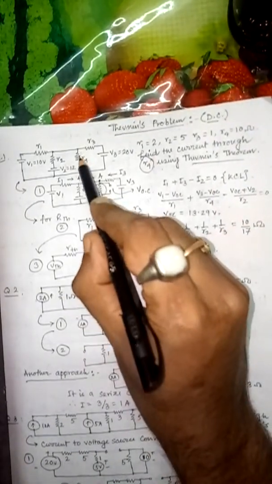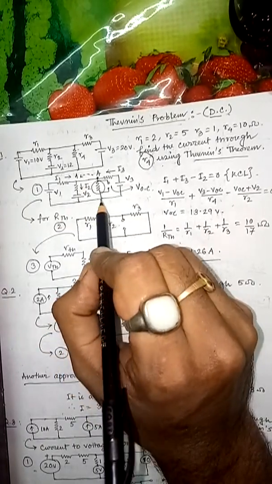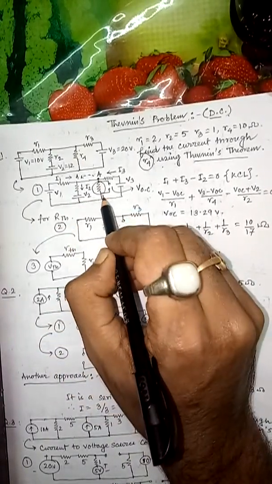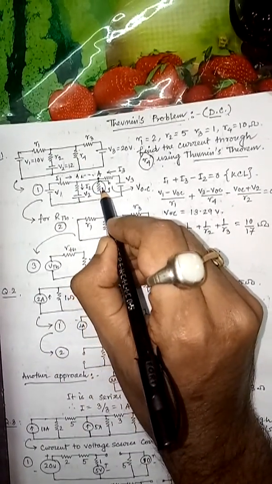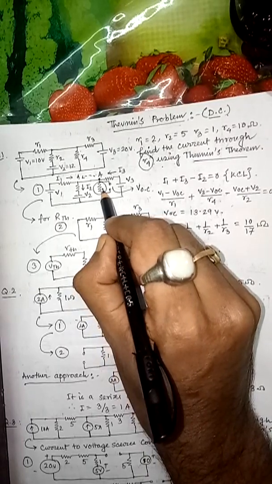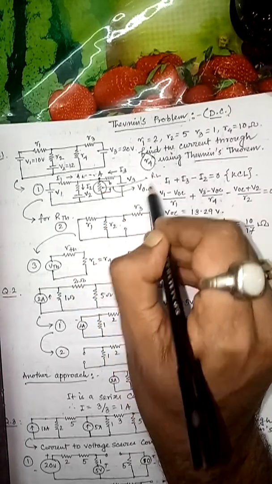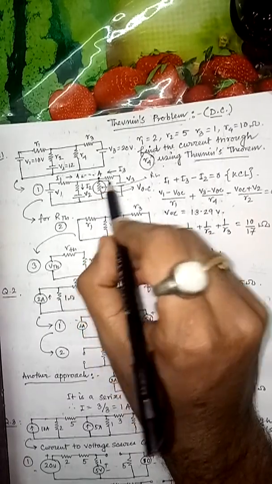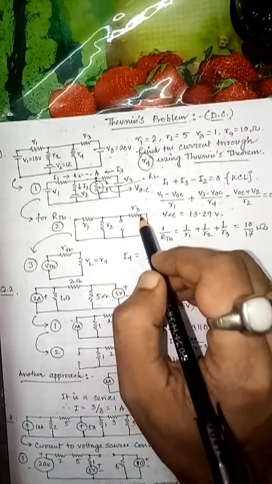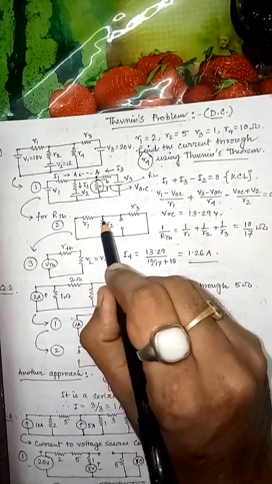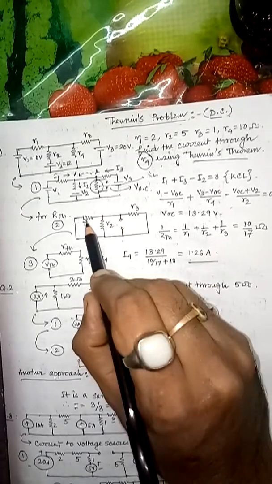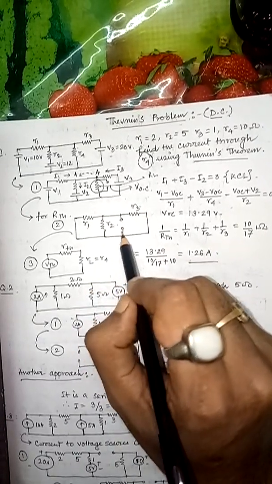R4 means this. So the first step is what? You have to make this one open. That is actually your RL, the load resistance. You have to remove it first. After removing it, the network looks like this: R1, R2, R3 are there, only R4 is missing.